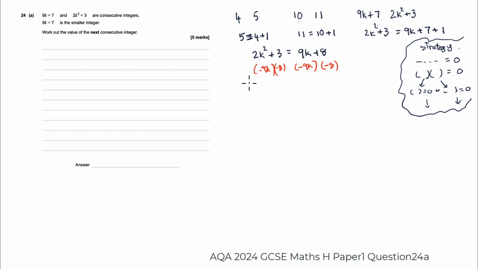So we've got our 2k squared. We're taking away 9k, we've got 3. We take away 8, we'll have negative 5. We've taken away that 9k, we've taken away that 8. So we're looking at 2k squared minus 9k minus 5 equals 0.